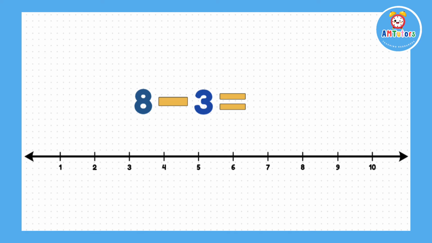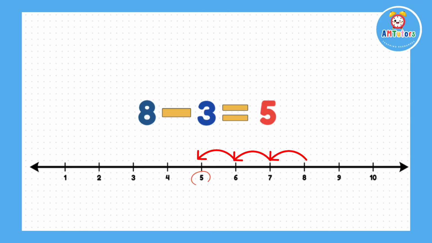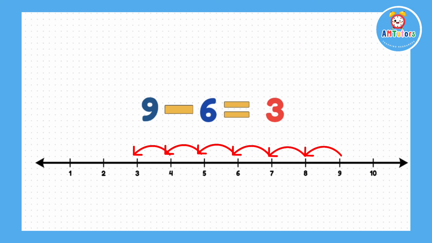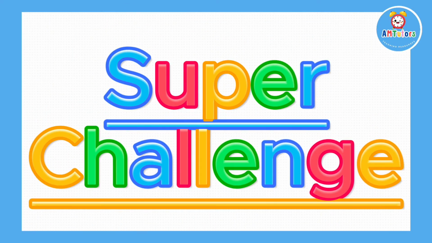Question number 3. What is 8 subtract 3? The answer is 5. Question number 4. What is 9 subtract 6? The answer is 3. Now if you did manage to achieve 4 marks, then well done, and keep watching because the super challenge is coming up next.